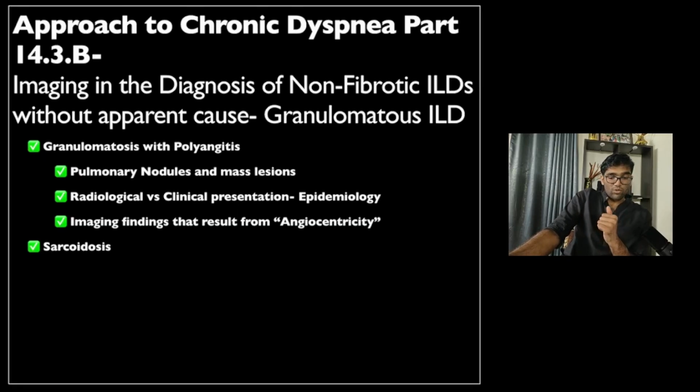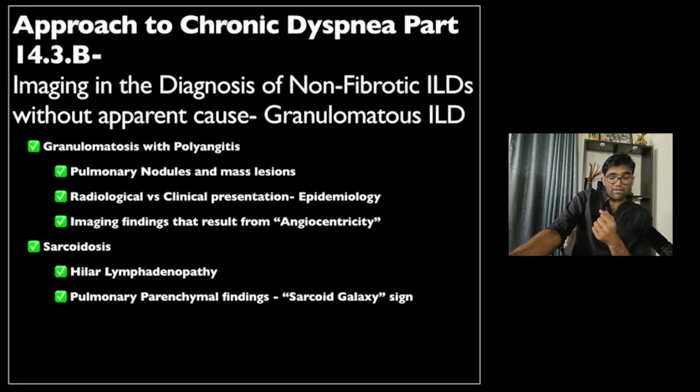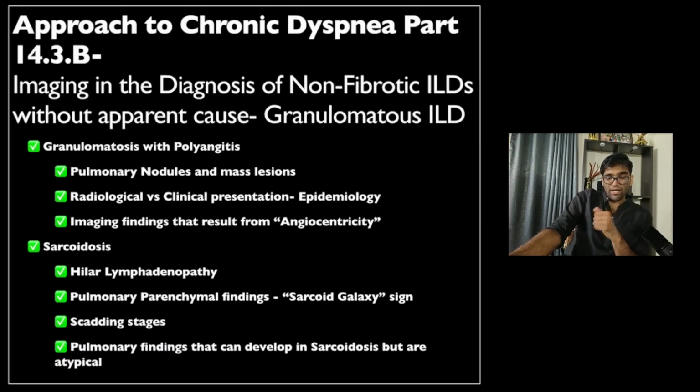Then we moved over to sarcoidosis. We discussed hilar lymphadenopathy in sarcoidosis, pulmonary parenchymal findings in sarcoidosis, and specifically the sarcoid galaxy sign. I described the Scadding stages in sarcoidosis, and finally we ended by describing some findings that may develop in sarcoidosis, but however are in any case very atypical and therefore warrant exclusion of more common differentials, such as in particular tuberculosis and in some cases malignancies.